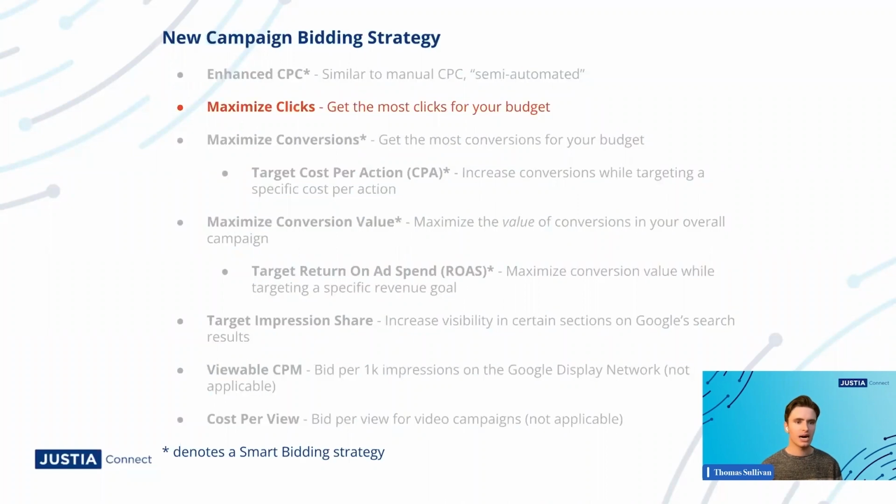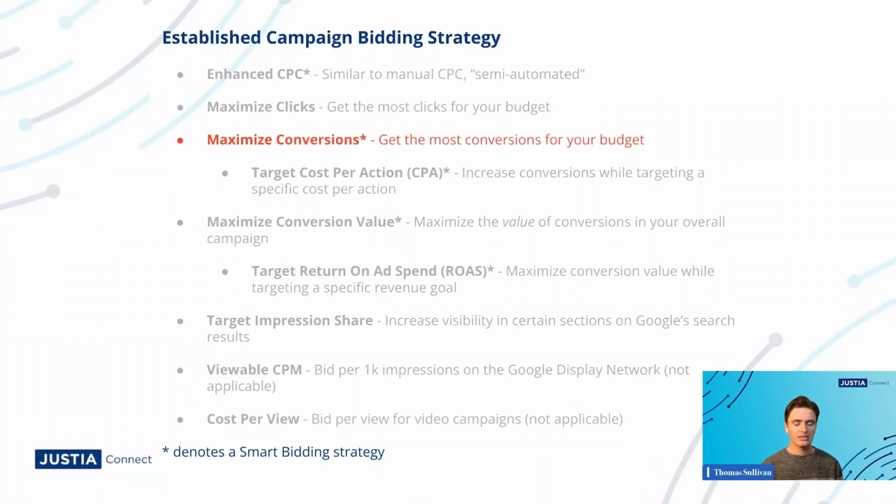So to first highlight the first one here, we have maximize clicks. This is going to help you get the most clicks for your budget. Now, this is just a regular automated strategy. It's not a smart bidding strategy. But it can be a great starting point, especially for a new campaign. Maybe you're trying to build volume when you're just starting out, and this can help set you up for using a smart bidding strategy in the future. If that's something you might want to do, you do definitely need that volume.